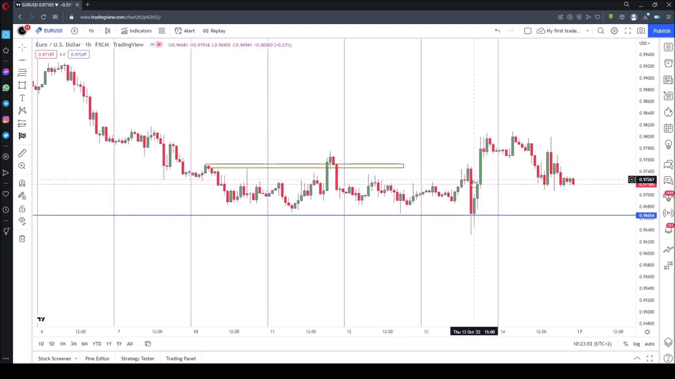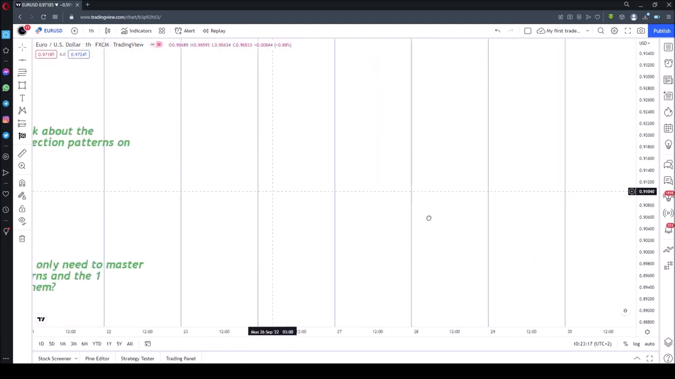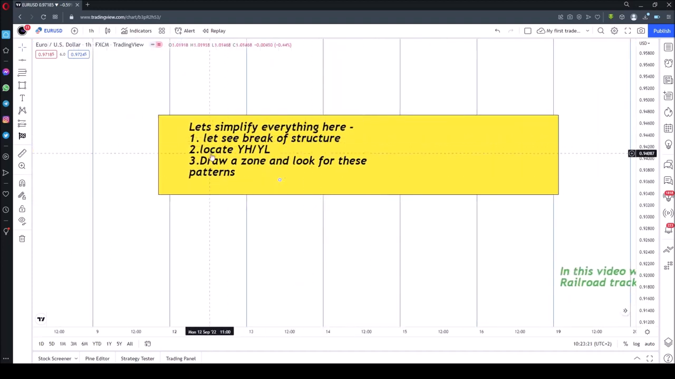On this day, what was our yesterday's high? Our yesterday's high was at this point, but are we still in a trending market? We can see that we are no longer in a trending market. So to simplify everything that we have said, the first thing is actually to see break of market structure, location of the yesterday's high and yesterday's low, draw a zone and look for these only two sets of patterns. On that note, we come to the end of this video. See you on the next one.